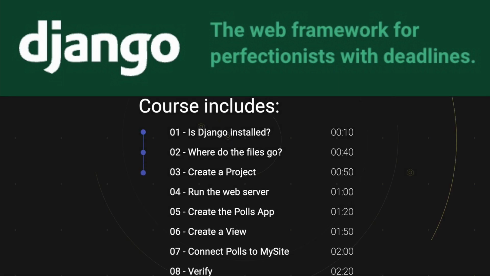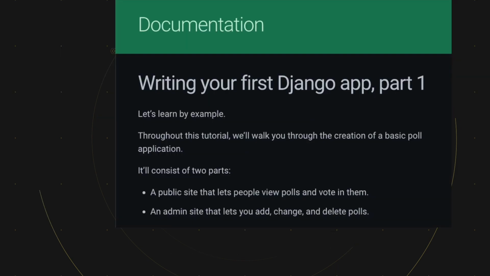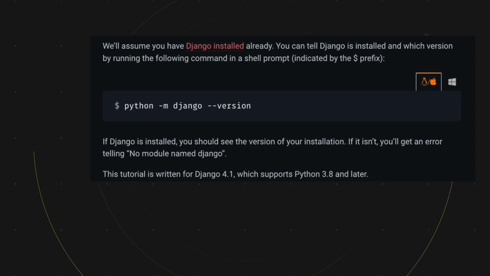Hey everybody, my name's Jason, and today we're going to talk about Django, the Python web framework for perfectionists with deadlines. The first thing we need is Python.